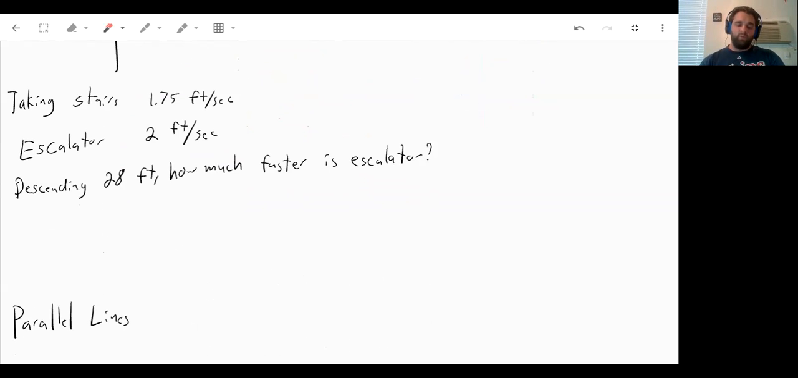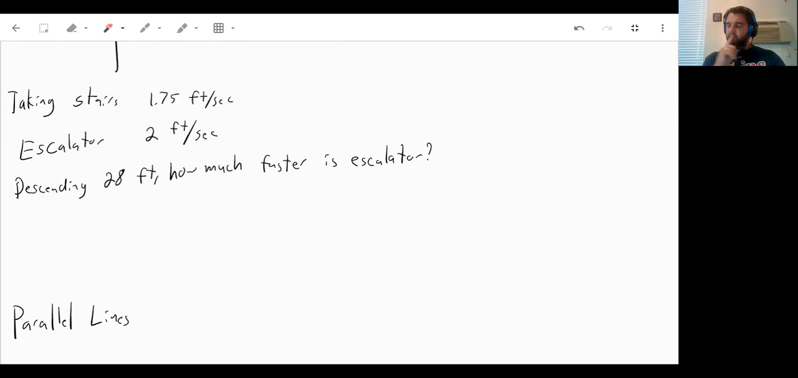Well, if you go down the stairs, you will descend those stairs on average at about 1.75 feet per second. If you just ride the escalator, you'll generally descend at about 2 feet per second. So you're going slightly faster using the escalator. If in this mall you're going down 28 feet, how much faster is the escalator?